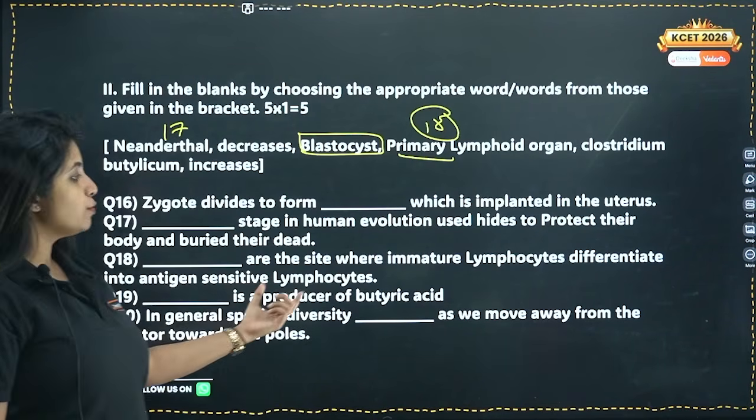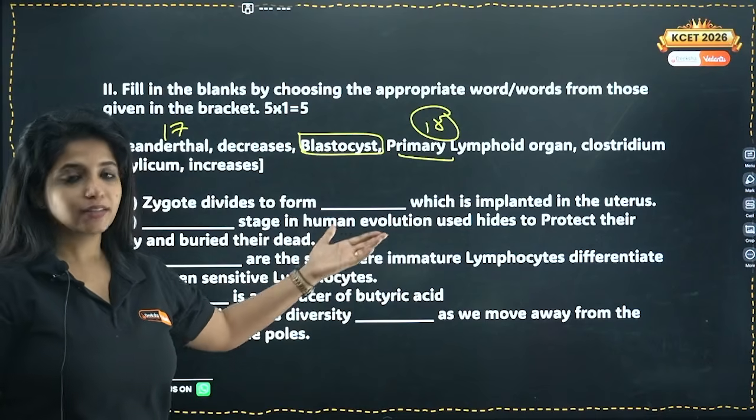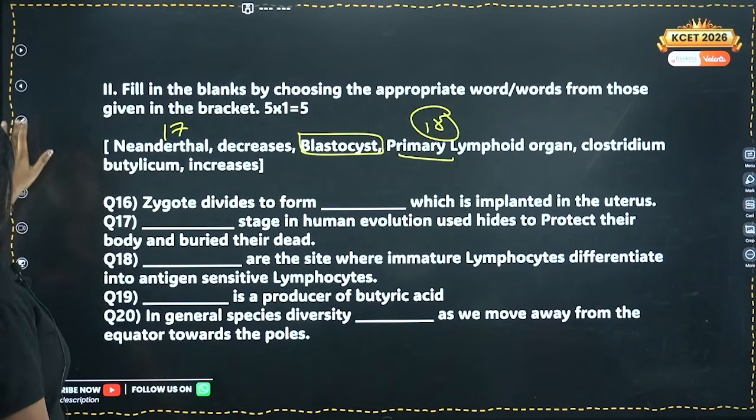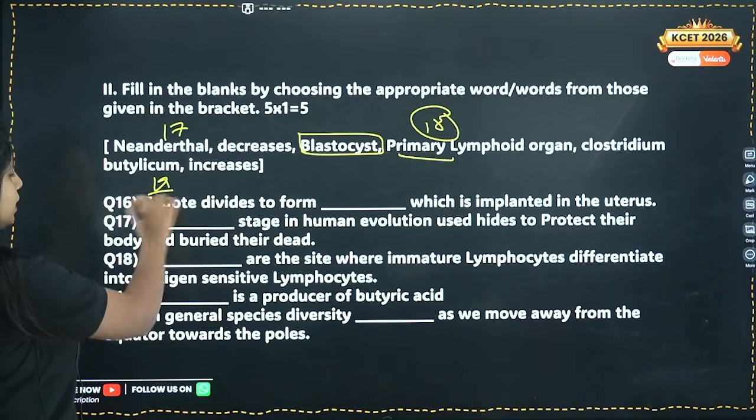Now, dash is a producer of butyric acid. Butyric acid is produced by Clostridium butylicum. Easiest question. It is what? Clostridium butylicum. So that is the 19th question.